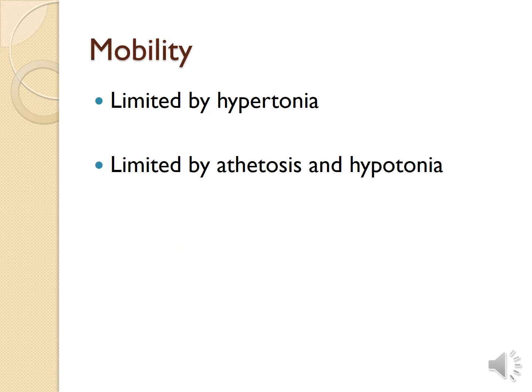So mobility is also limited by tone aberrations or abnormal tone. Obviously, with hypertonia, you have a lot of tightness in the muscles and they're contracting, contracting, contracting. It doesn't allow the antagonist muscle to allow for mobility, so it's just stuck in whatever that movement is. Also, when you have hypotonia and athetosis, your mobility is limited because it's not controlled mobility. You don't have the control that you need in order to be effectively mobile.